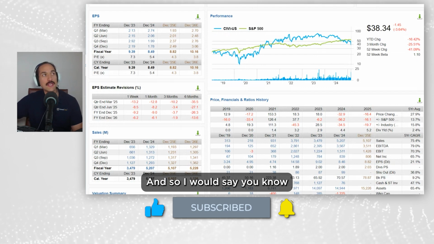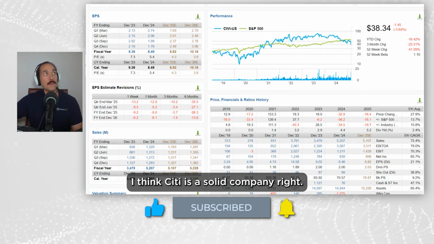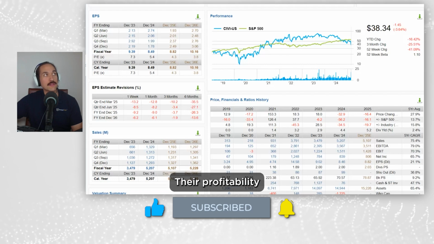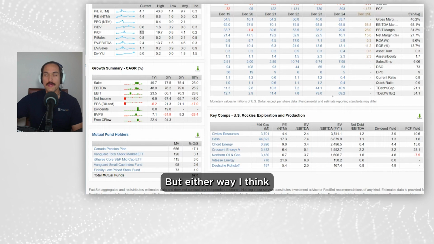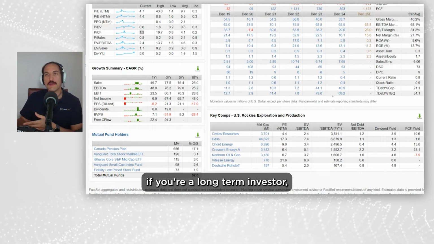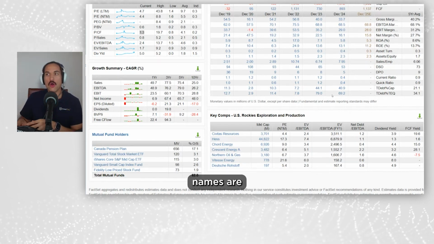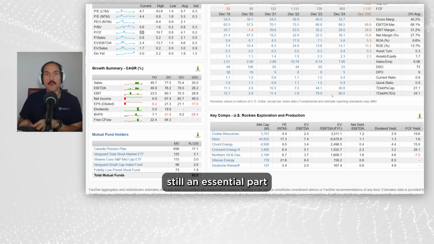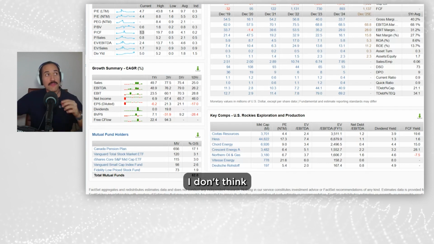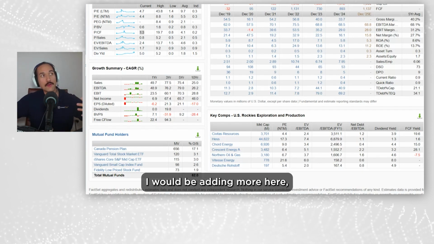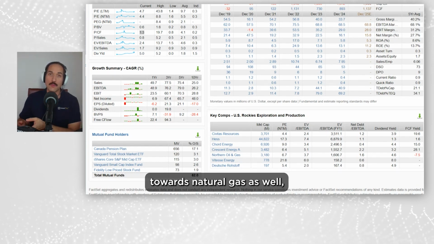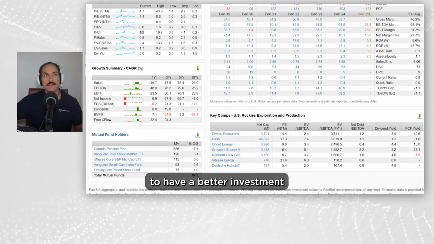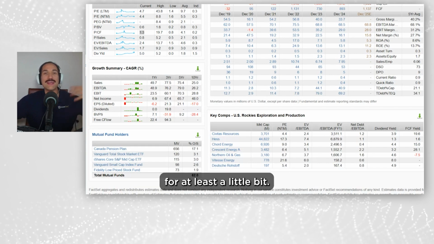And so I would say, I think CIVI is a solid company, right? Their cash flows improve, their profitability looks pretty good considering how poor a year it was last year. But either way, I think if you're a long-term investor, these oil names, these energy names are still an essential part of your portfolio. I don't think I would be adding more here, but unless you move towards an energy name that is more exposed towards natural gas as well, I don't think you're likely to have a better investment experience in the energy space for at least a little bit.